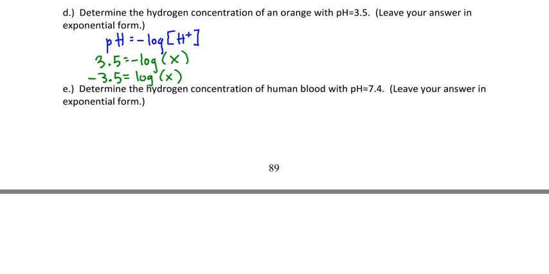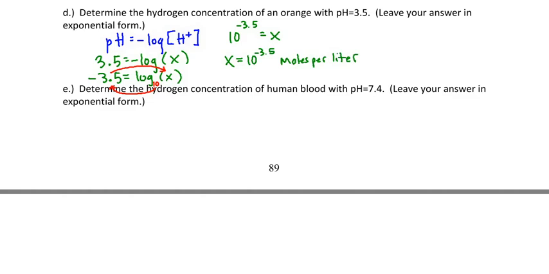This is a logarithmic equation, so we can solve it by converting to exponential form. Now remember, the unwritten base here for a log is 10. So I'm going to convert this to exponential form by taking 10 raised to the negative 3.5 and setting that equal to x. So x is equal to 10 to the negative 3.5. So that's the concentration as a power of 10, and remember this is moles per liter.